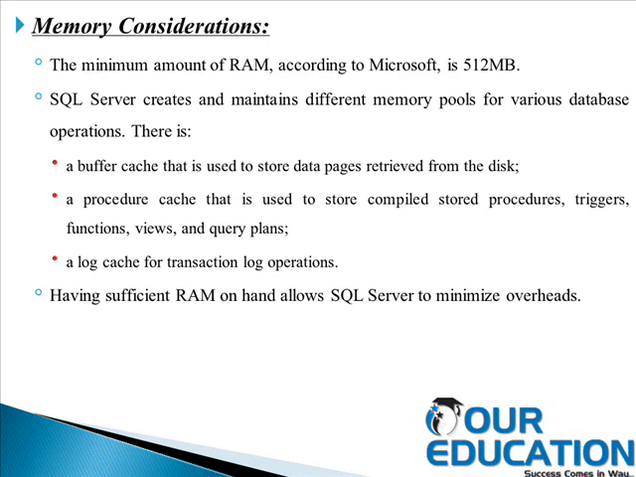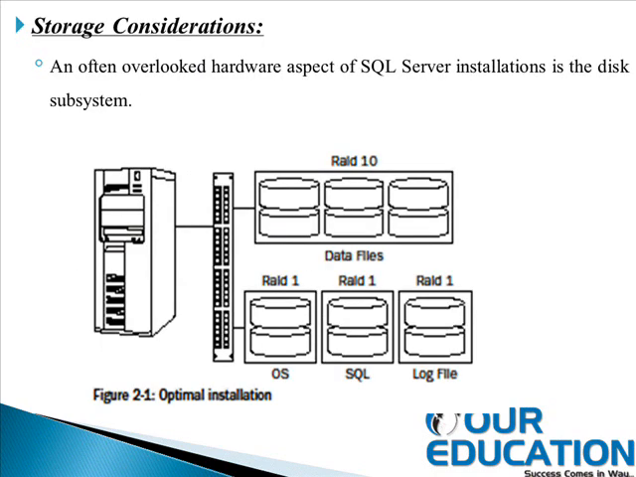Memory consideration. The minimum amount of RAM according to Microsoft is 512 megabytes. SQL Server creates and maintains different memory pools for various database operations. There is a buffer cache that is used to store data pages retrieved from the disk. A procedure cache that is used to store the compiled stored procedures, triggers, functions, views and query plans. A log cache for transaction log operations. Having sufficient RAM on hand allows SQL Server to minimize overhead.